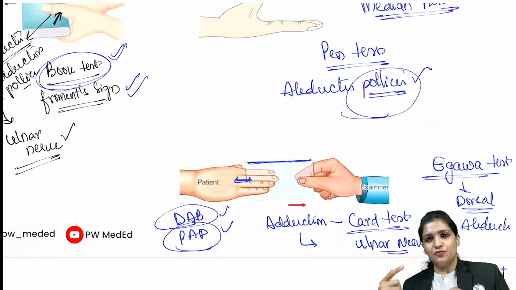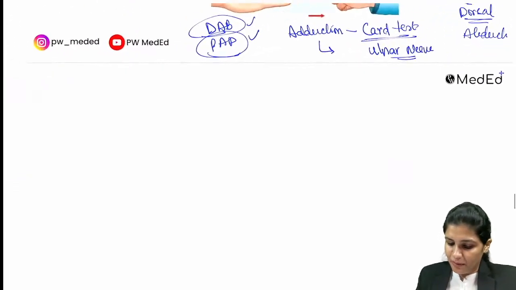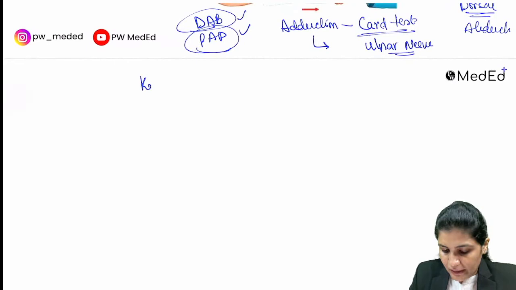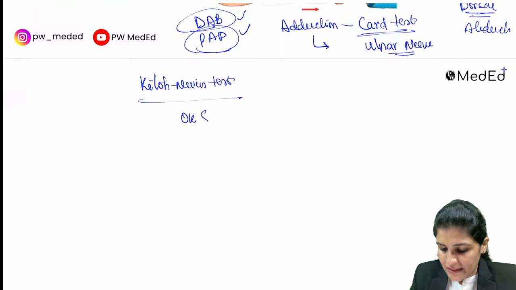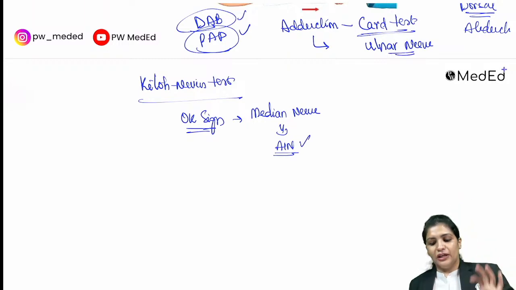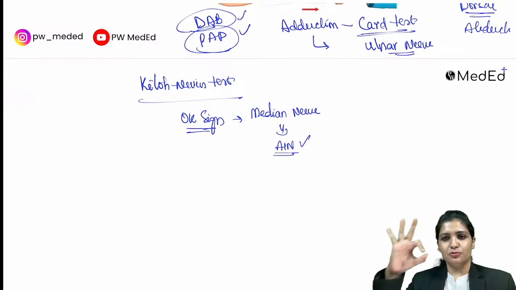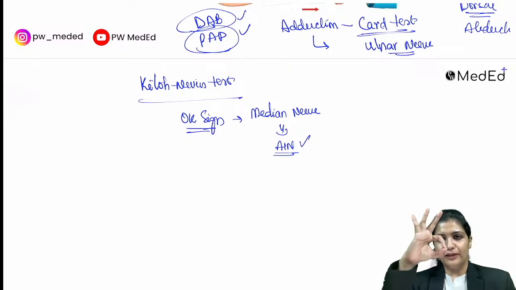And then the pen test for the median nerve, right? So one more sign which you have to remember for me, Kilo-Nevin sign or your OK sign, is again for your median nerve and especially for your anterior interosseous nerve. So Kilo-Nevin sign or the OK sign, where you ask the patient to tell, okay, this is the complete, okay, the perfect round.